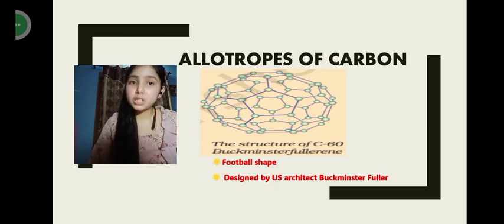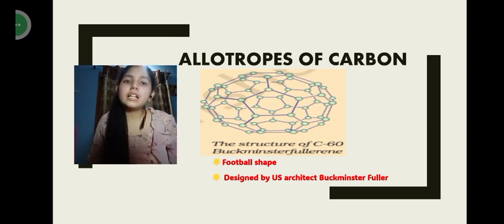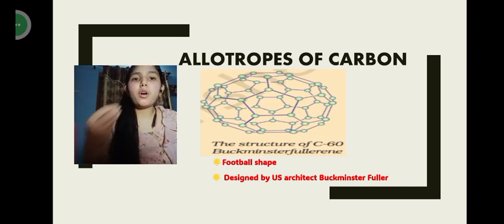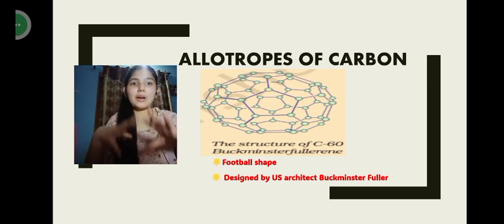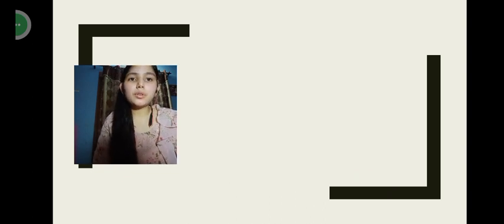So Buckminster Fuller was his name. He was a US architect. He designed the shape of a fullerene, also a football shape. Maybe he was fond of footballs, maybe he liked football. Okay, so that was it for the allotropes of carbon.